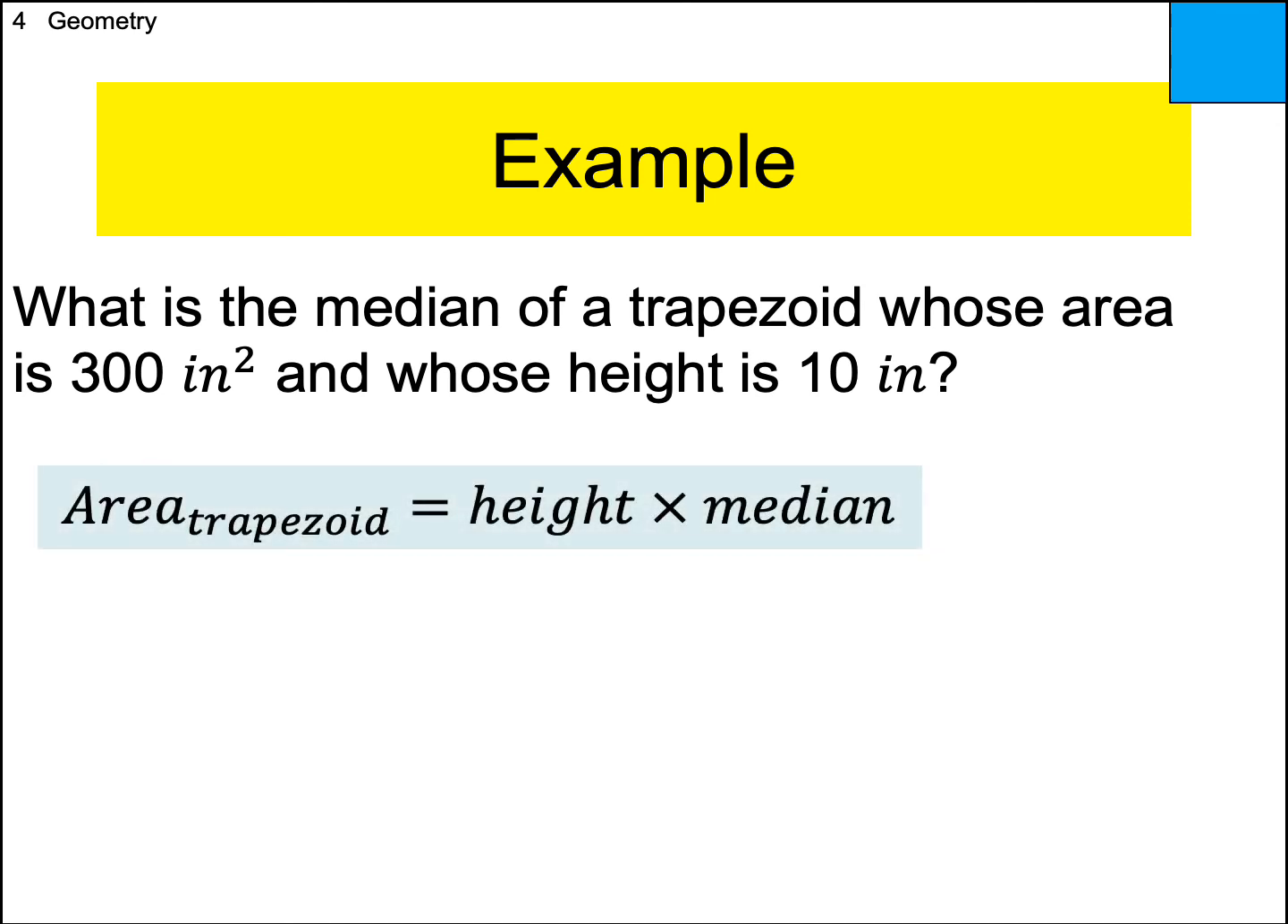So the particular one that we're going to use is this one right here. When I know the area and I know the height and I'm trying to calculate the median, then the easiest way to do it is use this formula right here. So I know the area is 300, I know the height is 10, and then it turns into a one-step equation. It's pretty simple, right?